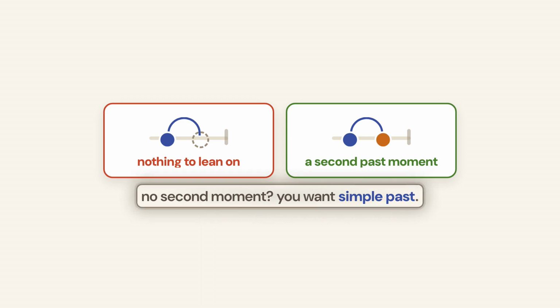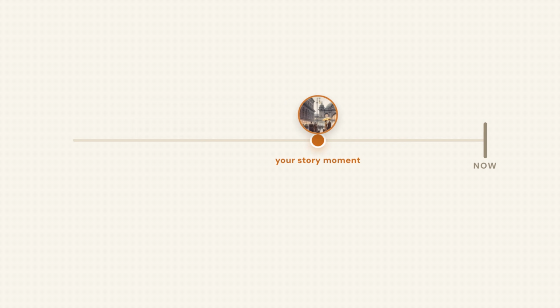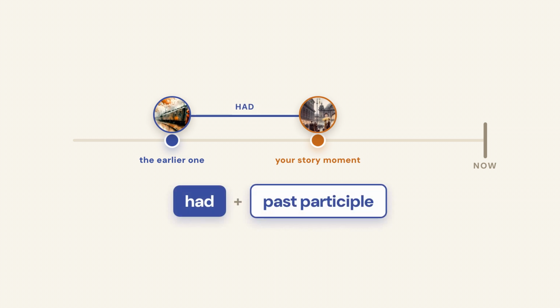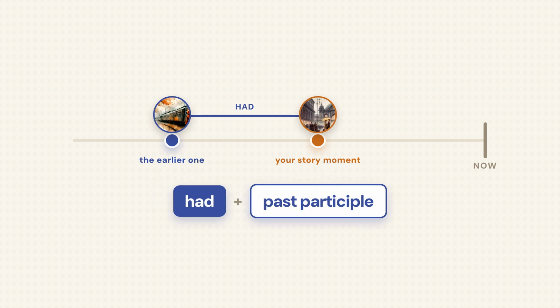Okay, that was the heavy part and you got through it. Let me put the whole thing back in one sentence and then we will practice. Two past moments. The past perfect is the earlier one. Form is had plus past participle, and had never changes. That is genuinely all of it.